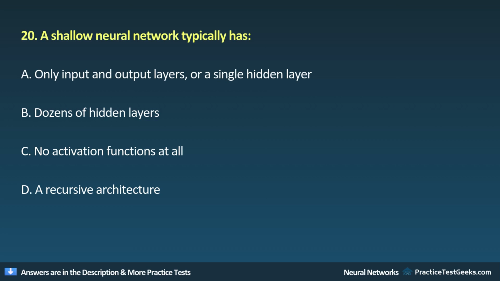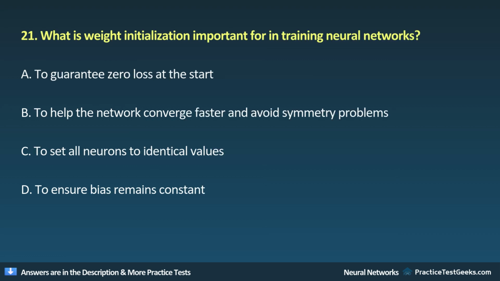20. A shallow neural network typically has: A. Only input and output layers, or a single hidden layer. B. Dozens of hidden layers. C. No activation functions at all. D. A recursive architecture. 21. What is weight initialization important for in training neural networks? A. To guarantee zero loss at the start. B. To help the network converge faster and avoid symmetry problems. C. To set all neurons to identical values. D. To ensure bias remains constant.